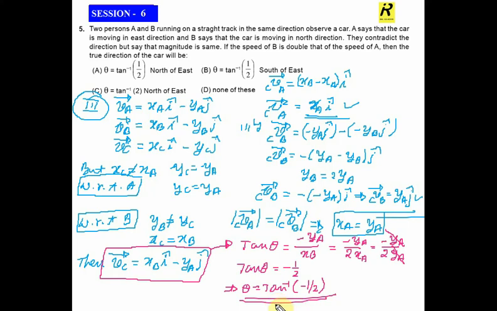So you must know, from my convention, this is north, which is the y-axis, and this is the x-axis, which is east.